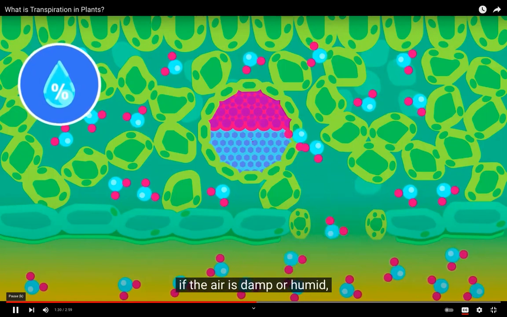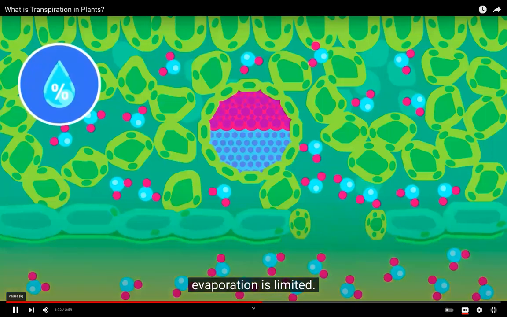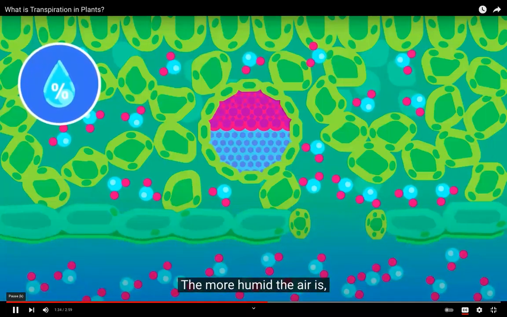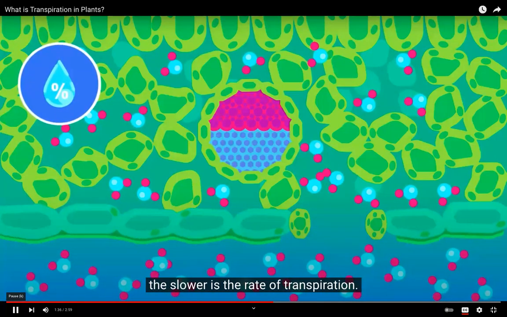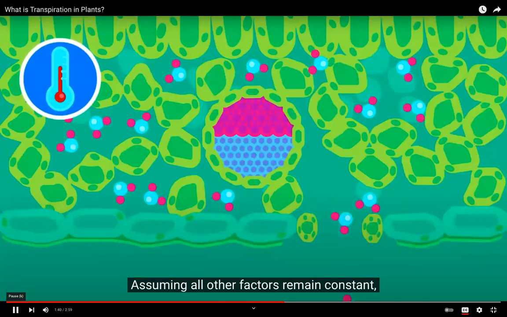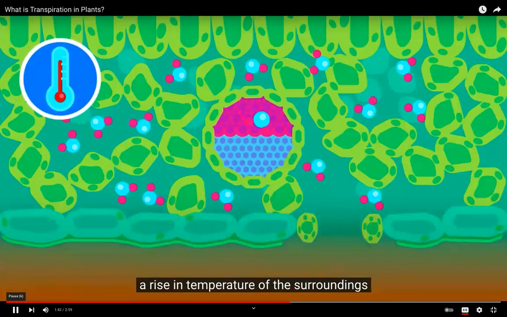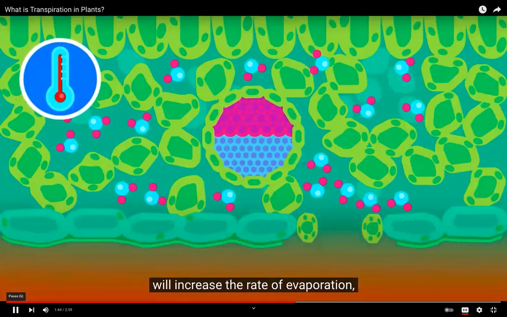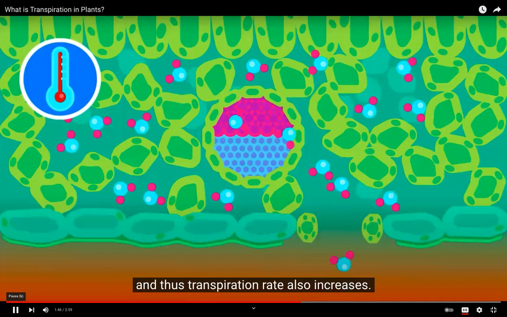Whereas, if the air is damp or humid, evaporation is limited. The more humid the air is, the slower is the rate of transpiration. Temperature of the air. Assuming all other factors remain constant, a rise in temperature of the surroundings will increase the rate of evaporation, and thus transpiration rate also increases.